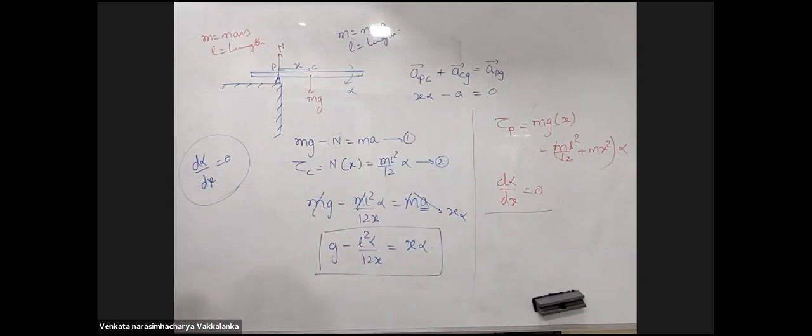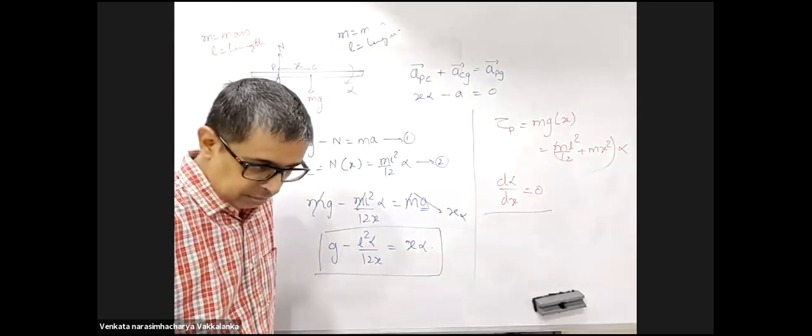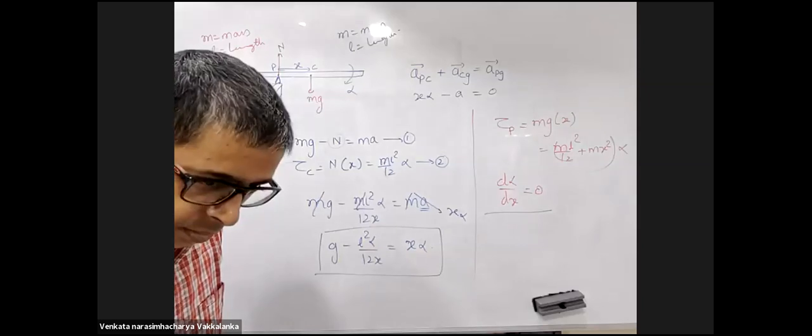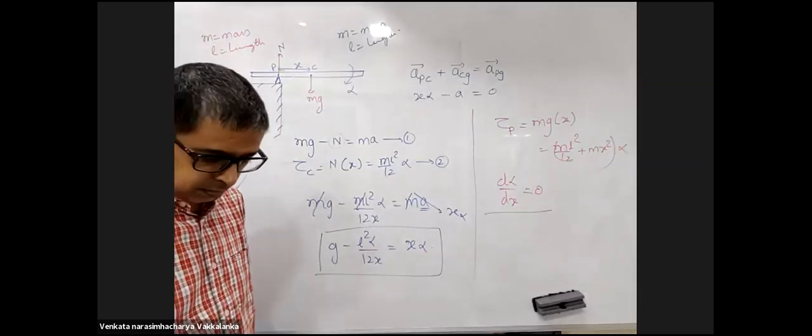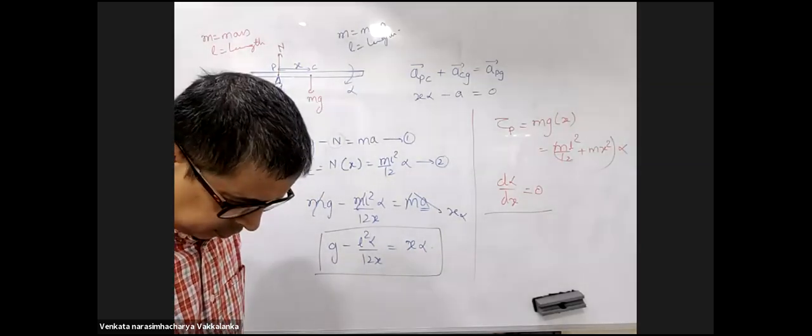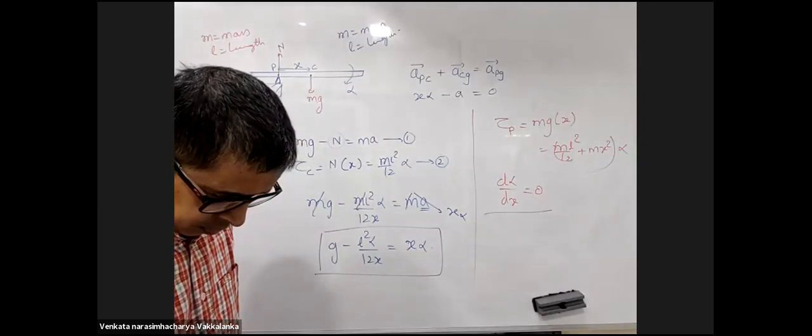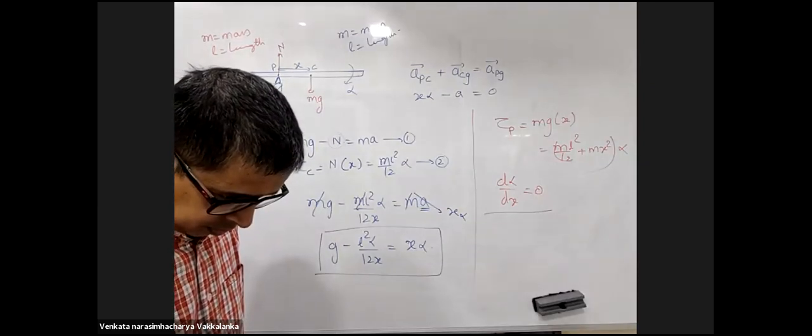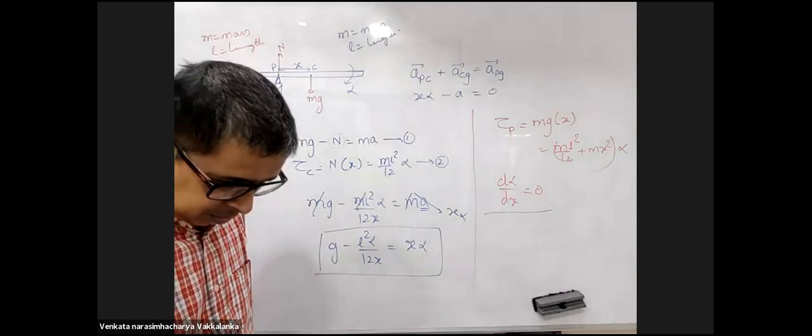Okay, sir. Got it. So sir, basically, if we take torque about P, there is no need of the translation dynamic equation. Just directly, we'll take it and differentiate it with respect to x.